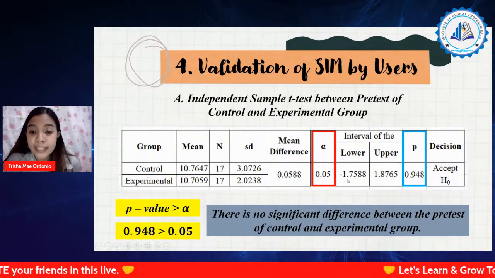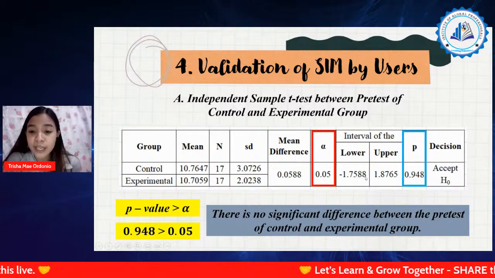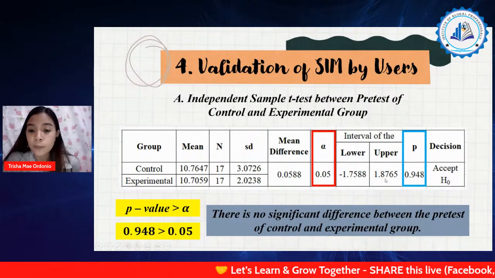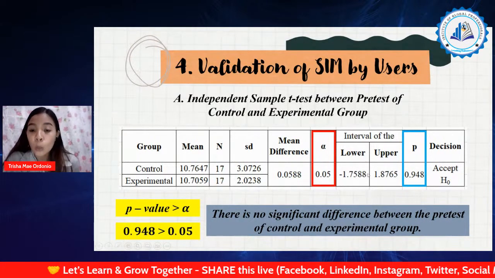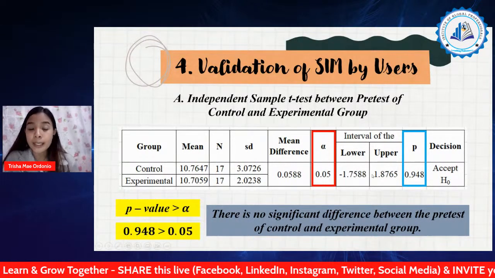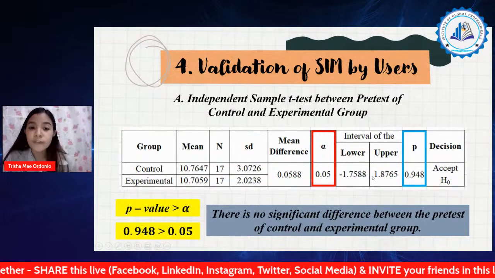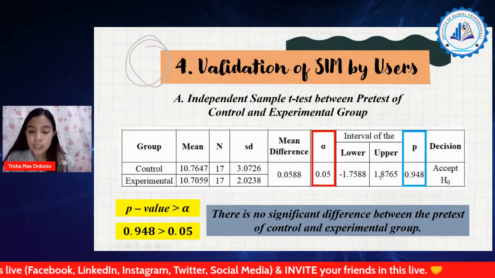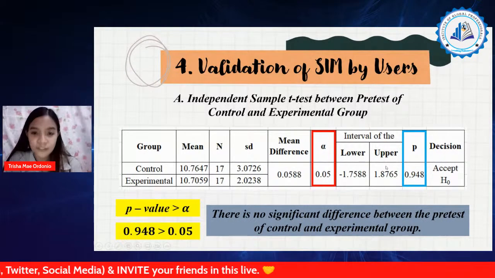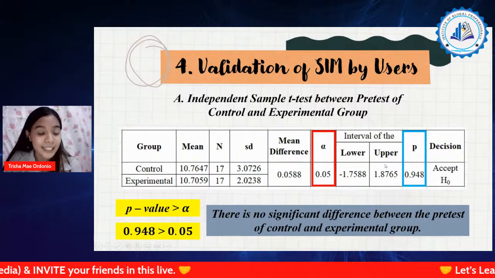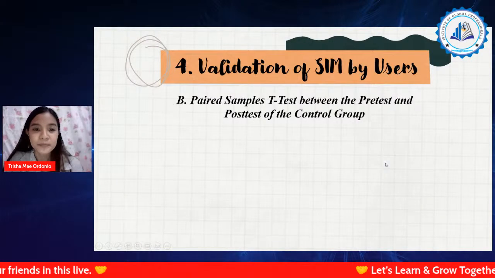We have a lower negative 1.7588 and the upper is 1.8765. From this interval, we know that 0 is included. Therefore, if 0 is included, there is no significant difference because we are testing the mean difference.